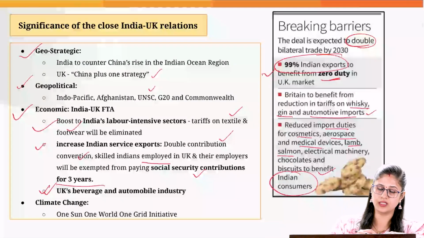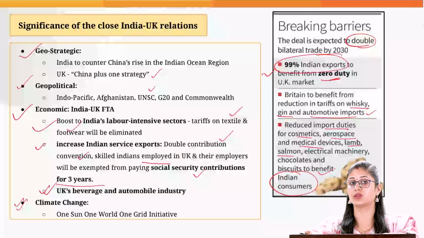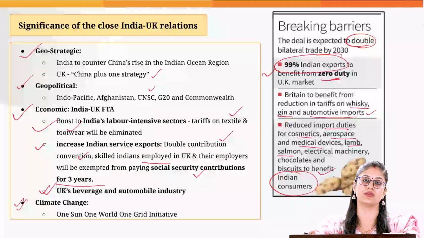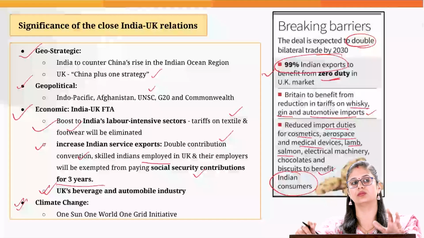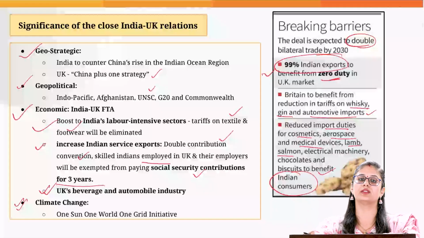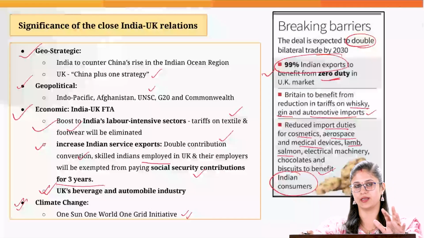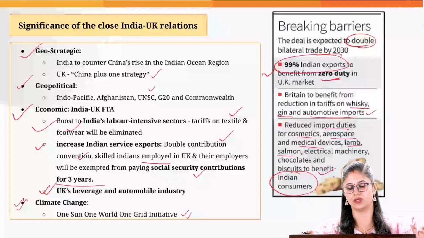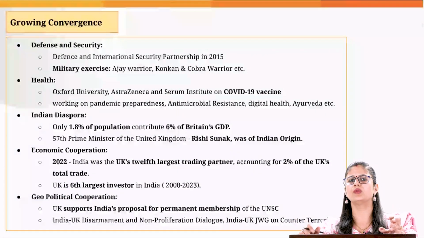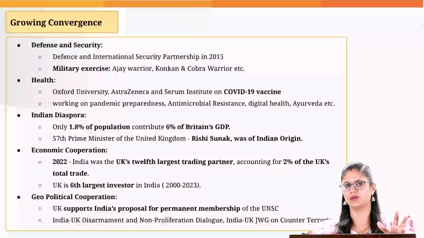Then the relation between the two countries is also relevant from the climate change point of view, as US has opted out from the Paris Agreement. So the two countries could collaborate on the climate change front as well, as they are collaborating on the One Sun, One World, One Grid initiative under the International Solar Alliance. Let's look into other areas of growing convergence between the two countries.